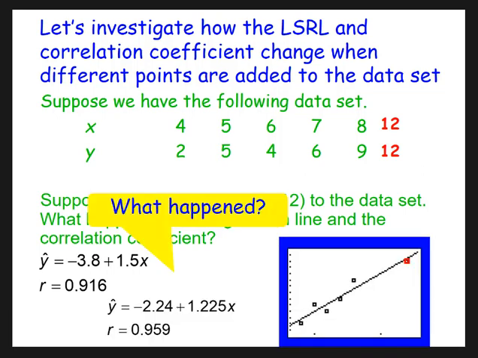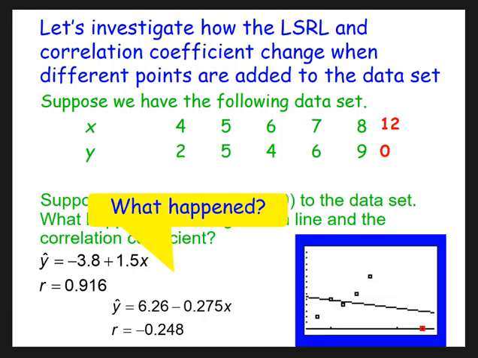Now the point (12, 12). That one's actually really close to the line. When we add that, notice it does not change much. It changes our regression equation a little bit, but it does not change our correlation coefficient much. It does not have drastic changes based on that point being added to our data set because it was close to the line. It was not an outlier.